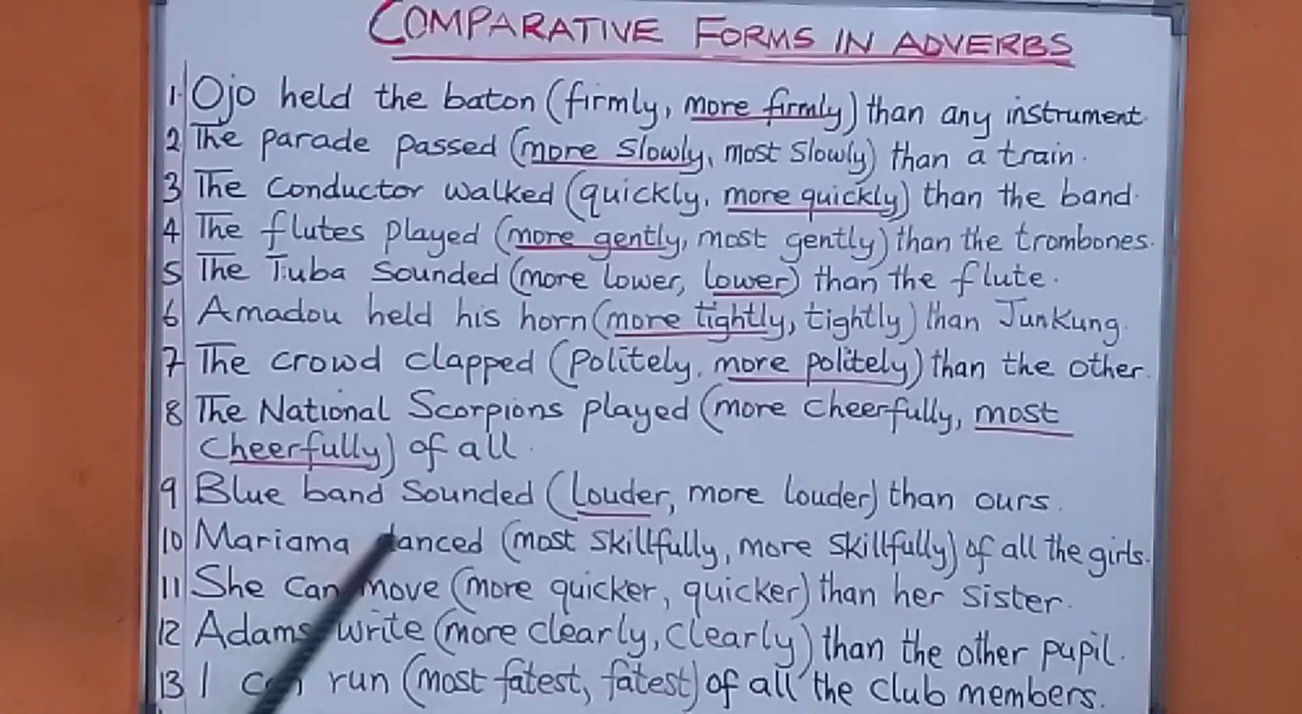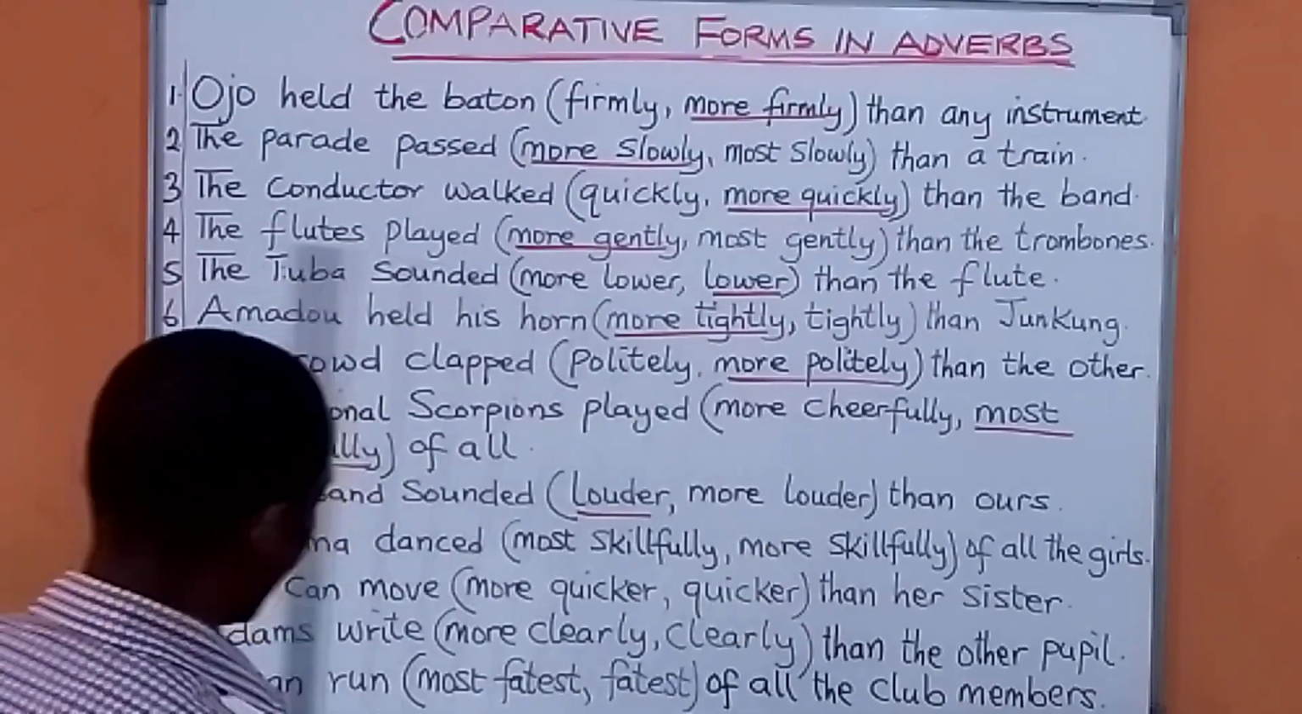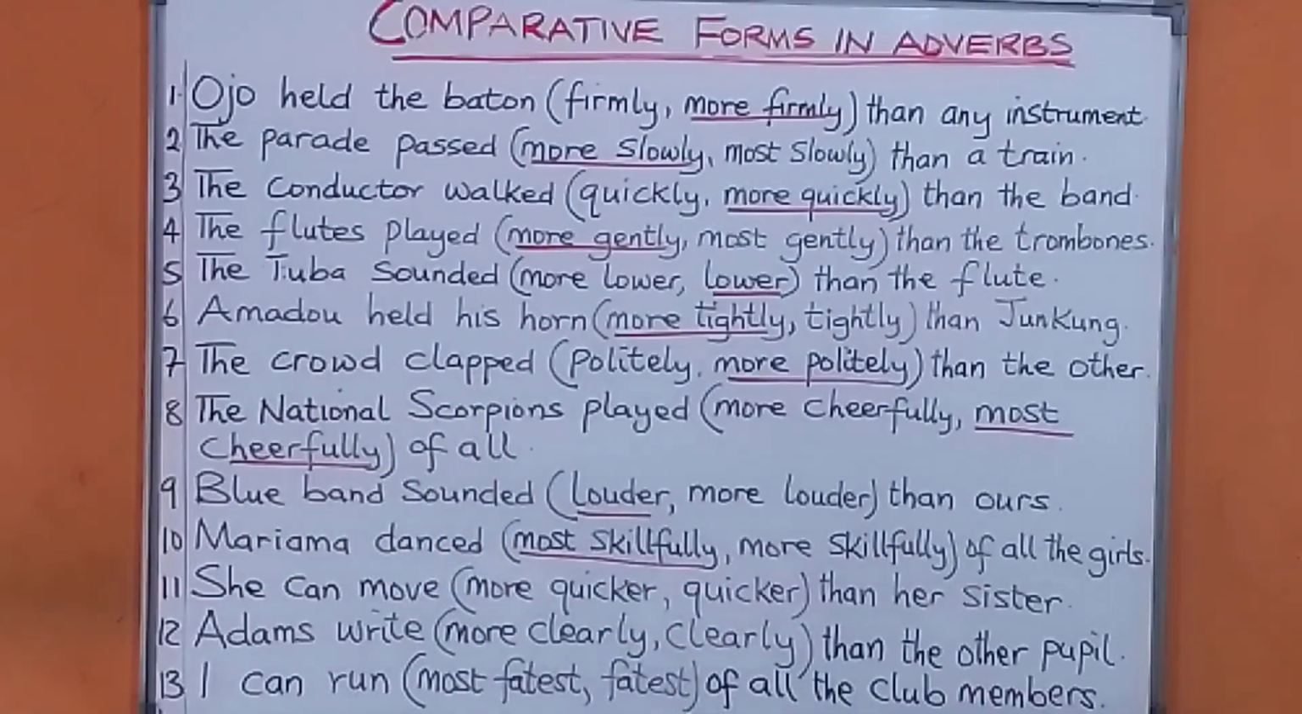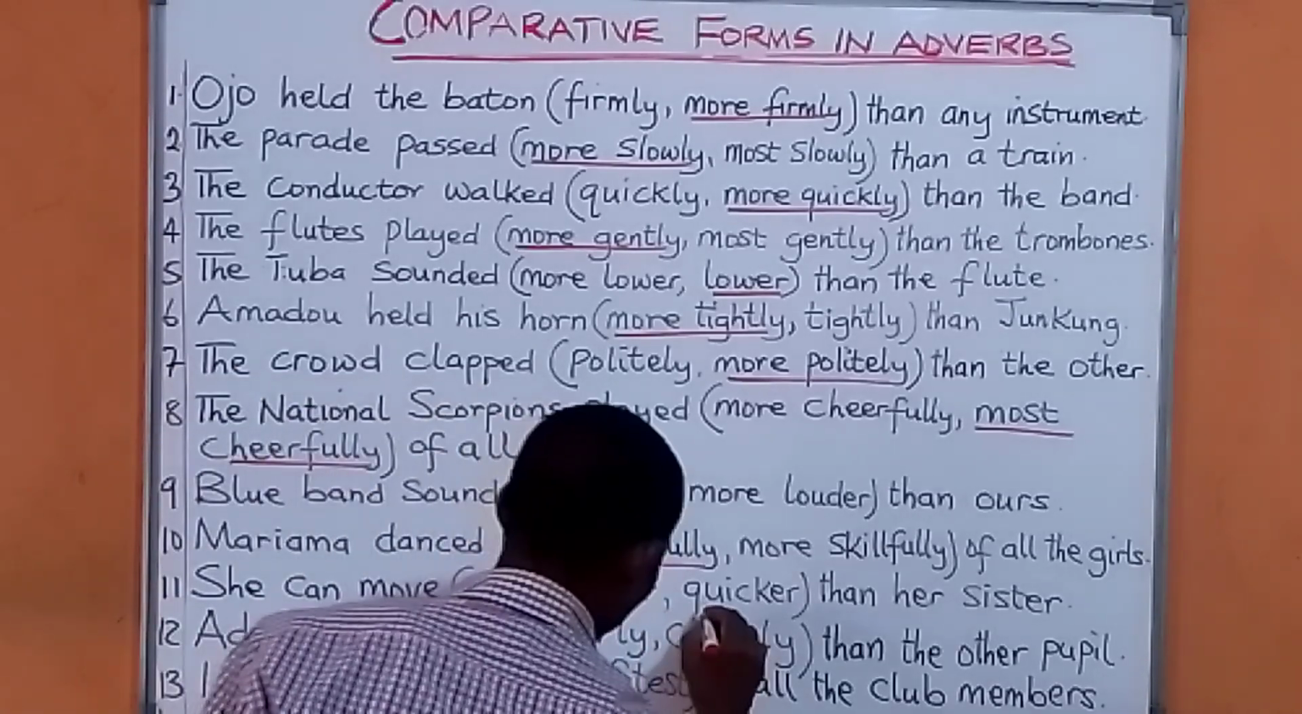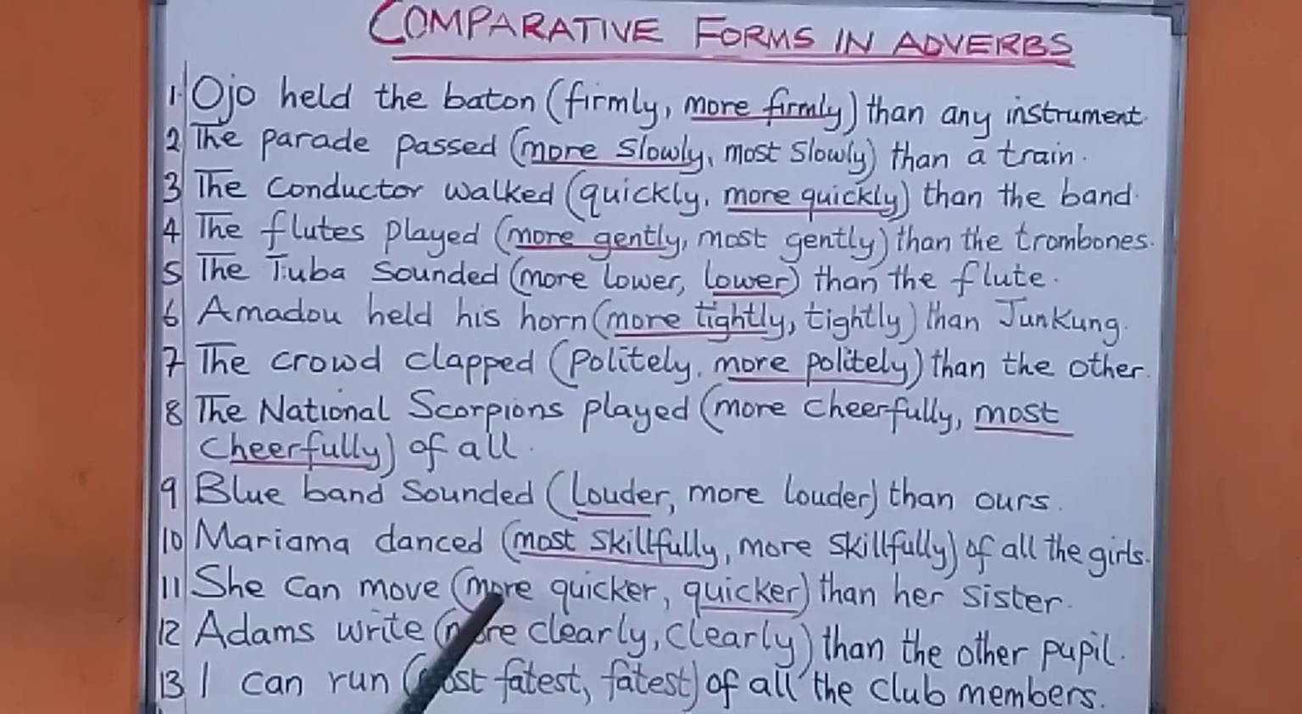Look at number 10. Mariama danced most skillfully of all the girls. There is no word than there, so you cannot use this. You say most skillfully of all the girls. Number 11. She can move more quicker than her sister. What are you going to put there? Quicker. Because here is wrong. Why? You cannot use a word that has ER with more at the same time. So that disqualifies this.